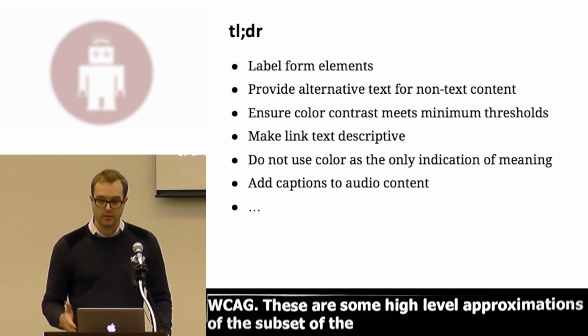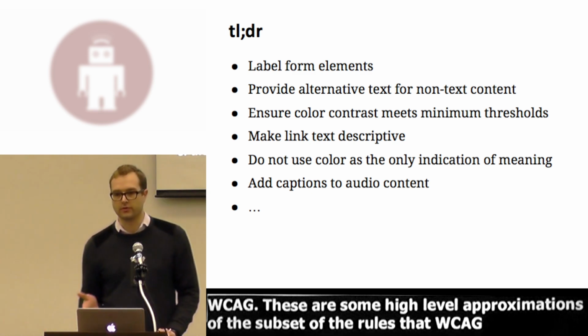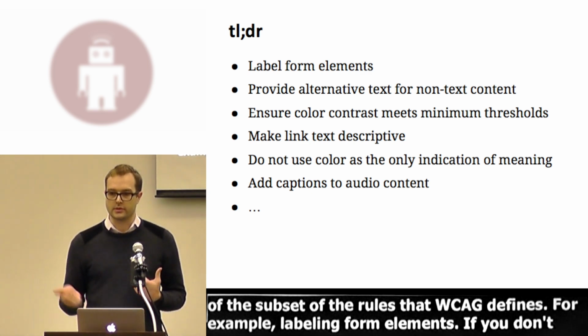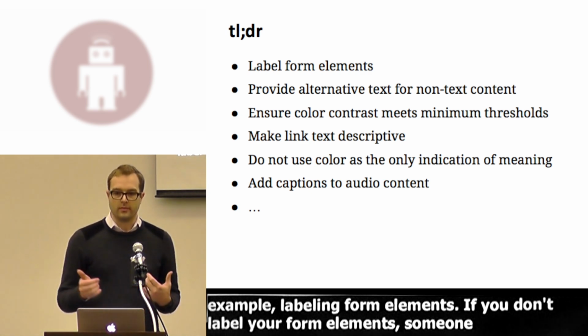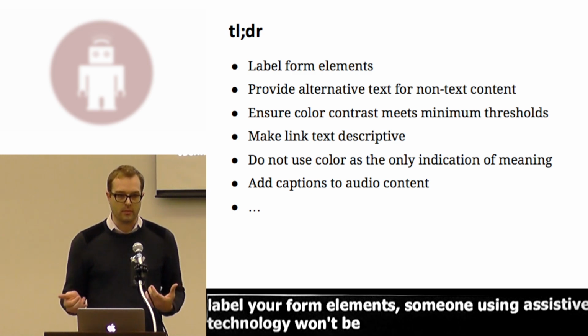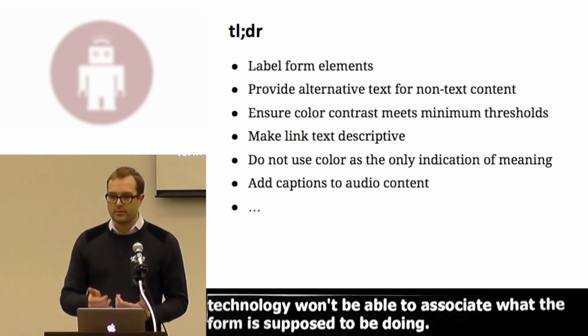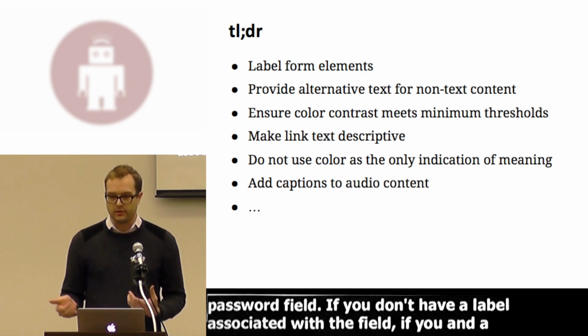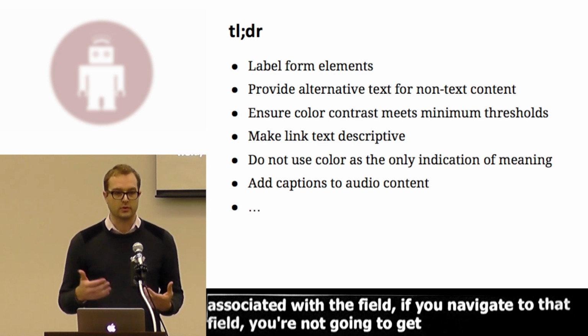So for example, labeling form elements. If you don't label your form elements, then someone using assistive technology won't be able to associate what the form is supposed to be doing. For example, a password field. If you don't have a label associated with the field, if you navigate to that field, you're not going to get any announcement from a screen reader, for example.